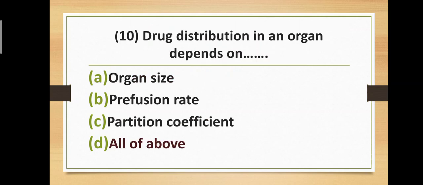Question number 10, that means last question of this topic. Drug distribution in an organ depends on option A organ size, option B perfusion rate, option C partition coefficient, and option D all above. So correct answer is option D all above. That means drug distribution in an organ depends on all of the following: organ size, perfusion rate, and partition coefficient.